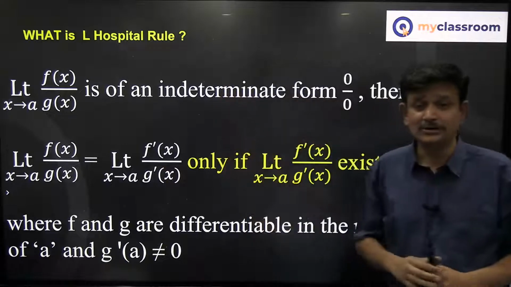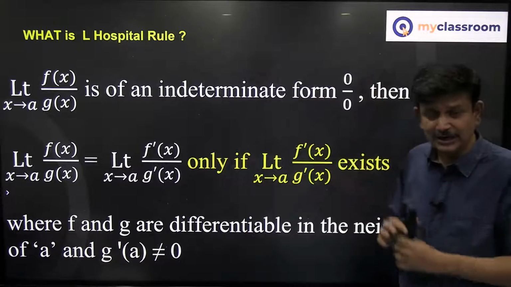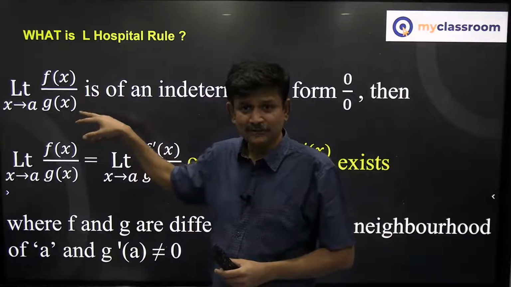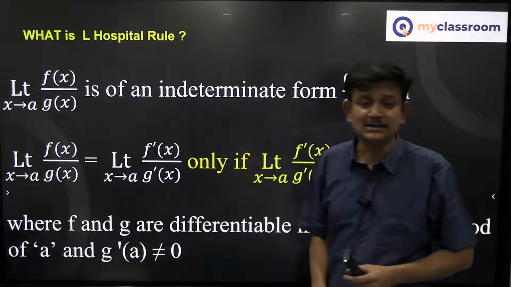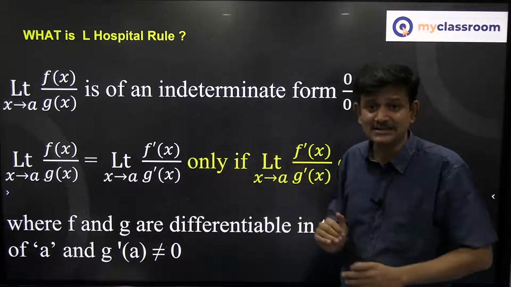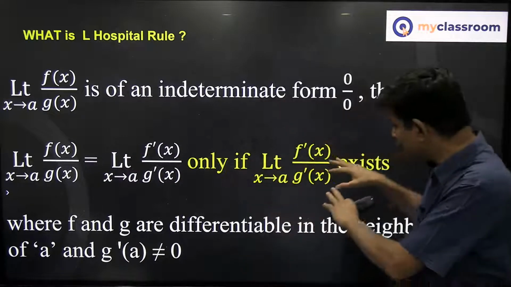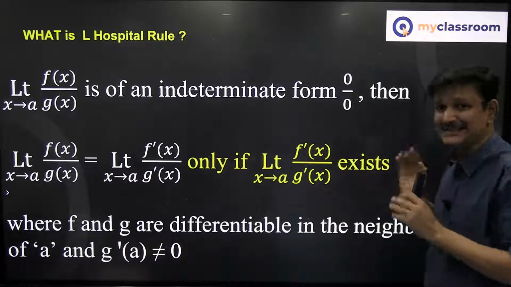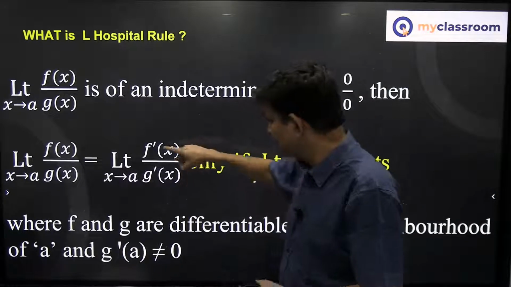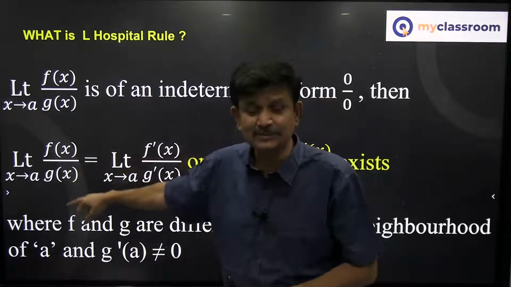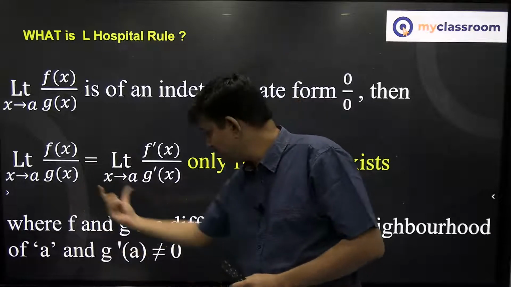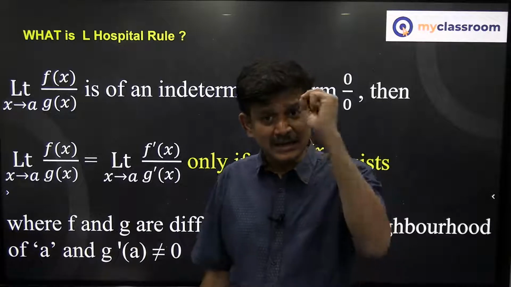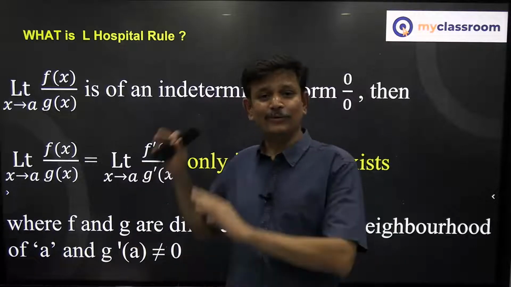So what is L'Hospital rule in totality? Whenever it is an indeterminate form 0 by 0 or infinity by infinity, limit extending to a f of x by g of x, you can write it as limit extending to a f dash x by g dash x, if and only if, only when limit extending to a f dash x by g dash x exists, and these functions are both differentiable in the neighborhood of a and also the denominator is not becoming 0. So whenever you are learning definitions in mathematics, learn them in a perfect way and only then you will not be committing any mistake.